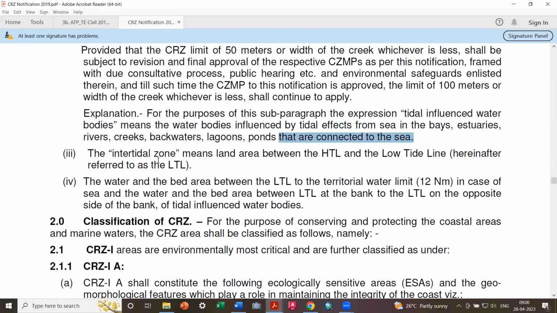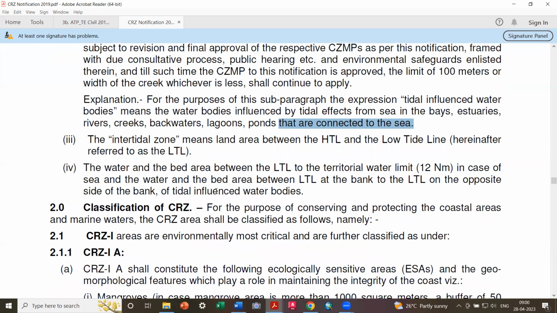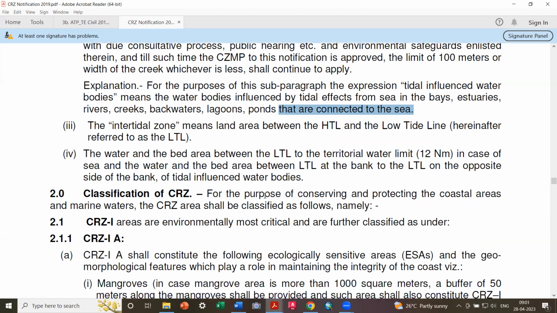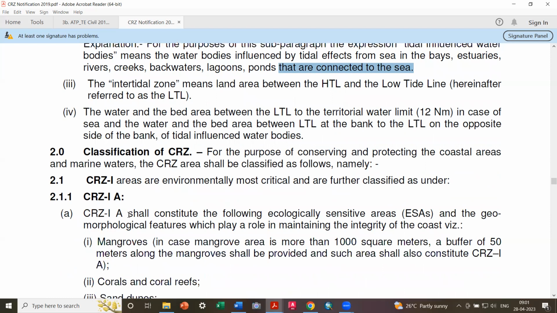The intertidal zone means the land area between high tide line and low tide line. The water and bed area between the low tide level to the territorial water limit of 12 nautical miles in case of sea, and water and the bed area between the low tide line at the bank and the low tide line on the opposite side of the bank, of tidal influenced water bodies. हे बऱ्याच टेक्निकल गोष्टी असतात, लिगल गोष्टी असतात, ह्या तुम्ही थोड्याशा लक्षात नाही ठेवल्या तर चालतील. You need to remember these zones, which things are prohibited and which things are not permitted.